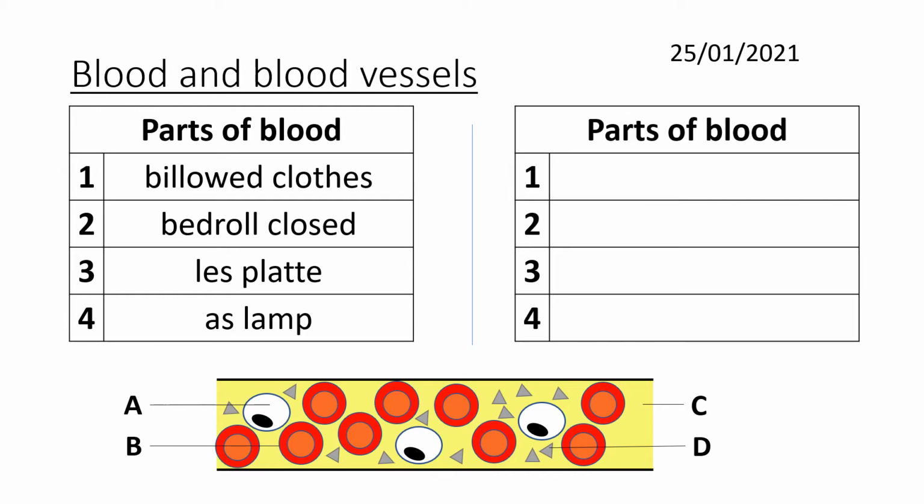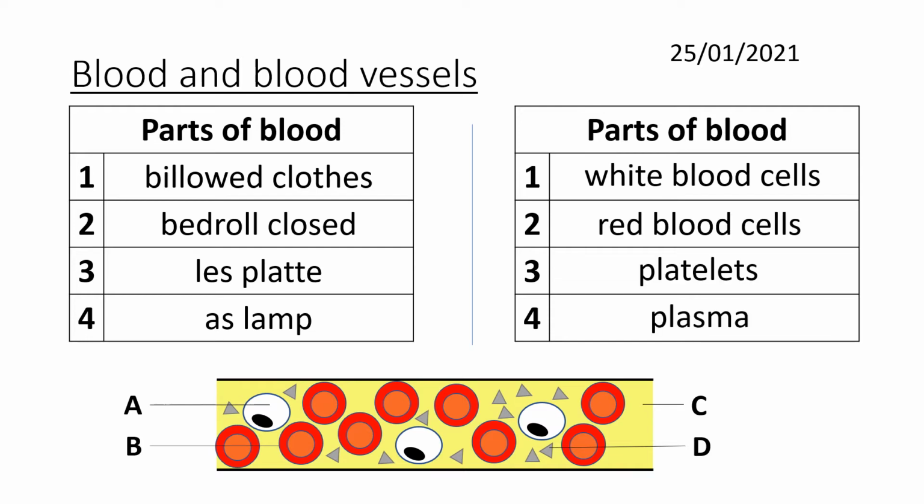The four parts of blood are white blood cells, red blood cells, platelets, and plasma. Now, if you haven't already done so, this would be a good point to pause and try and work out which A, B, C, and D is each of 1, 2, 3, and 4. So you can pause the presentation now, have a go in case you didn't unscramble the words, and when you're ready, restart.